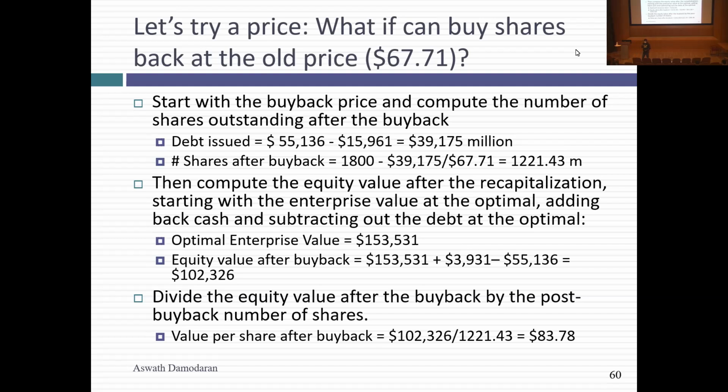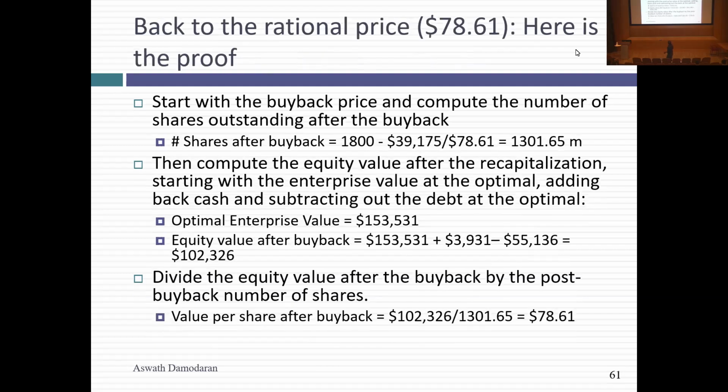But remember I told you the $78.61 was a fair price? Let's see if that's true. If I pay exactly $78.61, my share count becomes 1,301.65. It's higher than it was with $67.71 because of the higher price, I end up buying fewer shares. If I work through, the firm value is still the same because the increased value is the same. And I subtract out the debt. I take the 102, I divide by 1,301.65, magic. I get exactly the same value.